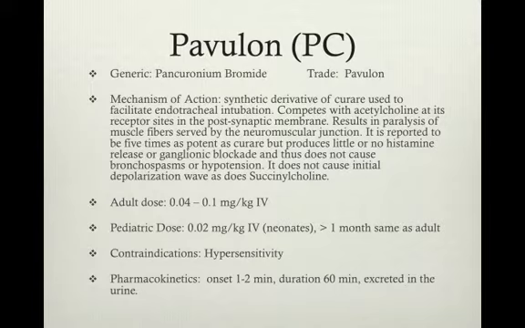Pavulon. Generic is pancuronium bromide. The trade name is Pavulon. Mechanism of action: synthetic derivative of curare used to facilitate intratracheal intubation. Competes with acetylcholine at its receptors in the postsynaptic membrane, resulting in paralysis of muscle fibers served by the neuromuscular junction. It is reported to be 5 times as potent as curare, but produces little or no histamine release or ganglionic blocking, and thus does not cause bronchospasms or hypotension. It does not cause an initial depolarization wave, as succinylcholine does, so we don't get fasciculations, which look like little twitches. Adult dose 0.04 to 0.1 milligrams per kilogram IV. Pediatric dose is 0.02 milligrams per kilogram IV in neonates. Over 1 month is the same as an adult. Contraindication is hypersensitivity to the drug. Pharmacokinetics: onset 1 to 2 minutes, duration 60 minutes, excretion in the urine.